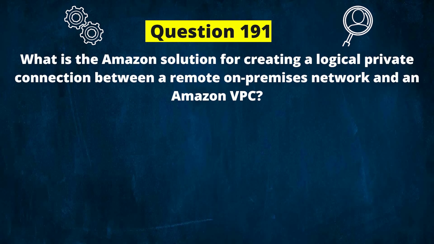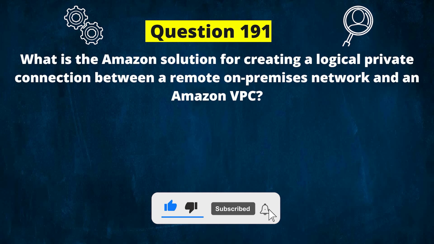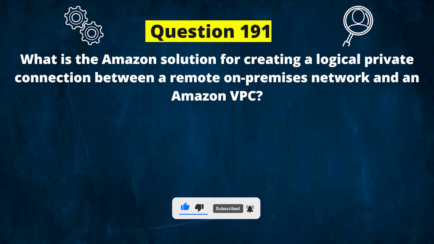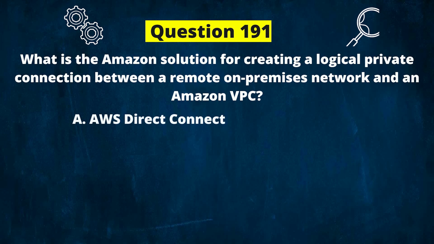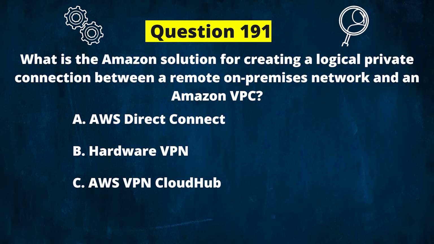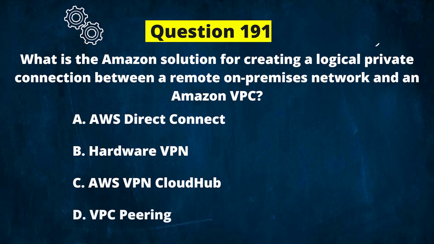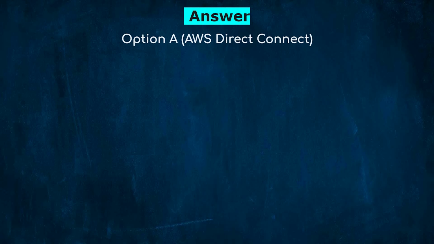Next question. What is the Amazon solution for creating a logical private connection between a remote on-premises network and an Amazon VPC? Now the options are: Option A, AWS Direct Connect. Option B, Hardware VPN. Option C, AWS VPN CloudHub. Option D, VPC peering. And the correct answer is Option A, AWS Direct Connect.